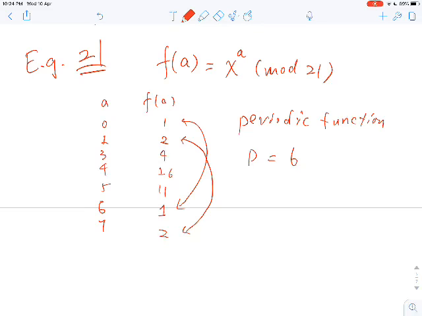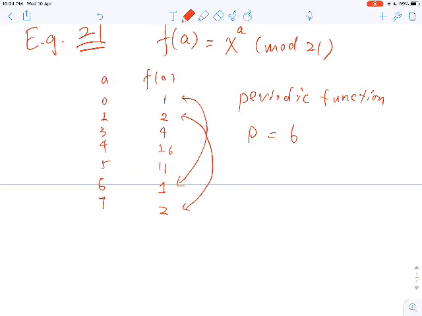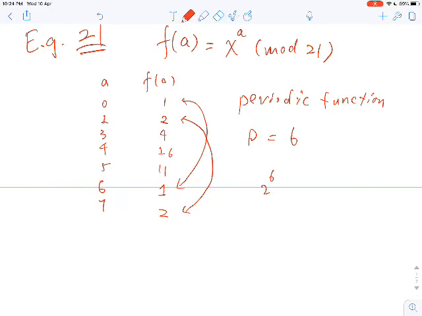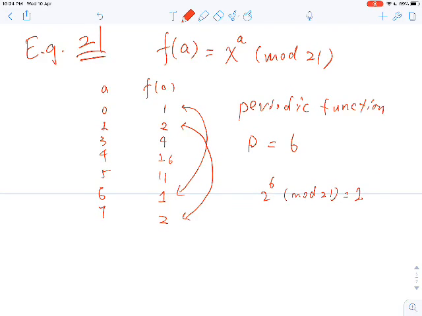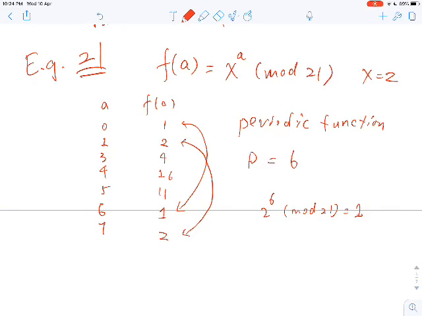And what is the use of knowing the period? It's just like 2 to the power 6 mod 21 is 1. And for every x, and here we took, I forgot to mention, x is 2 here. For every x, x to the 0 is always 1.